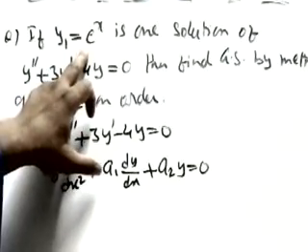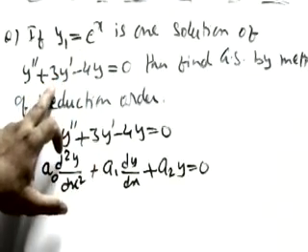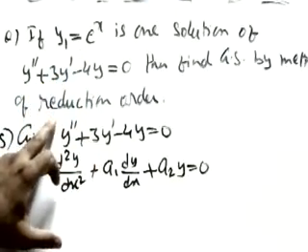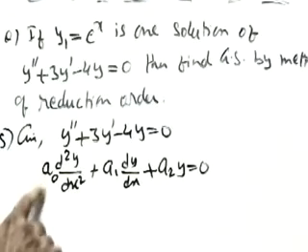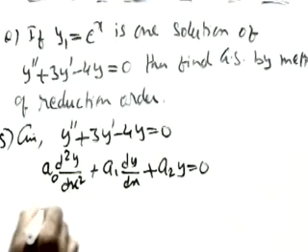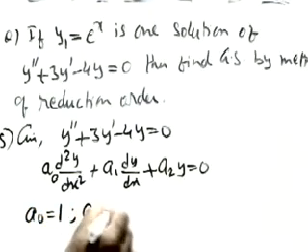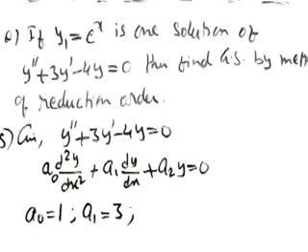Now you see the next question. If y1 equals e power x is one solution of the differential equation, then find the general solution using the reduction method. So what is the first step? Compare with the general equation. So a naught equals 1, a1 equals 3.